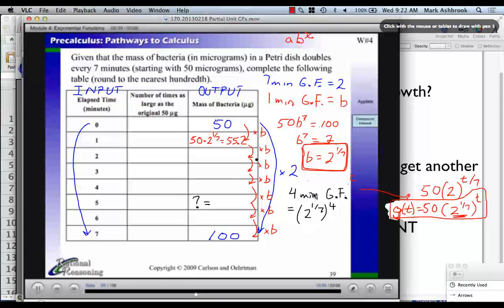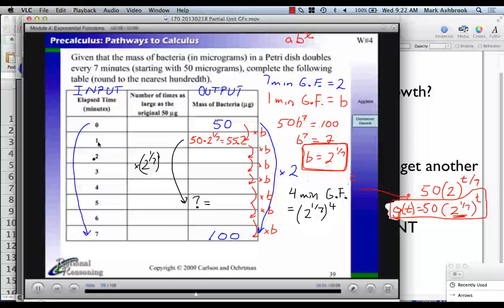Yeah. So you're going to take this mass. If you multiply it by the 4-minute growth factor, it's going to advance you. It's going to get you the output for 4 minutes later. So if you start at 1 minute and you multiply that output by the 4-minute growth factor, it's going to give you that mass. Anybody get it? So if you take 50 times 2 to the 1/7, and then times 2 to the 1/7 to the 4th, tell me what you get. Just shout it out. What is it? 82.03. Someone else get that?